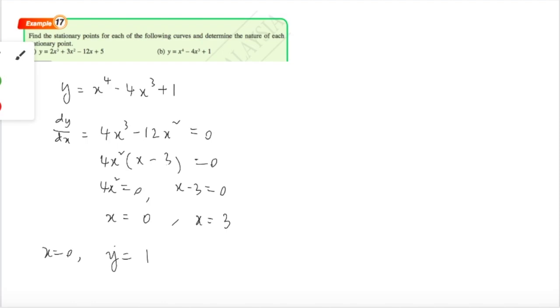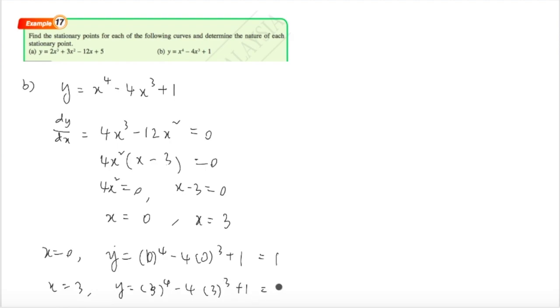Those are the x coordinates. Then from the x coordinate, you go back to your original y and find your y coordinate. Okay. When x equals 0, your y equals 1. When x equals 3, your y equals negative 26. So remember, write out first what points you have, the stationary points: (0, 1) and (3, negative 26).